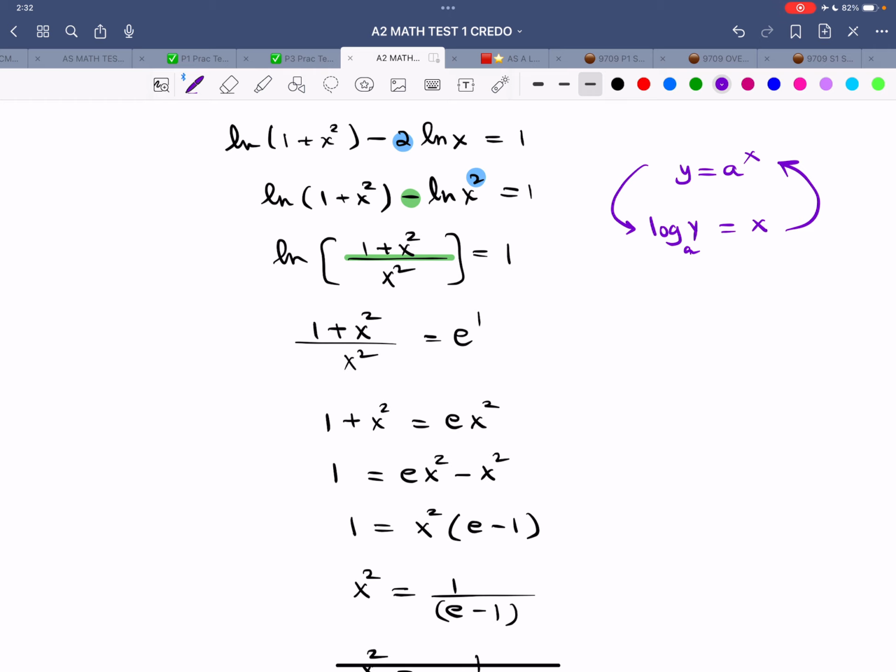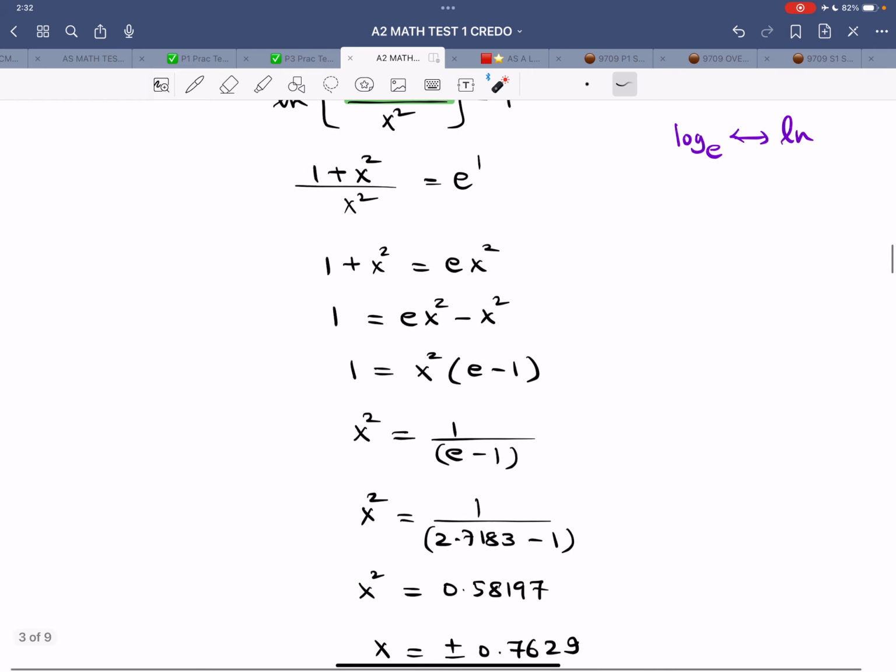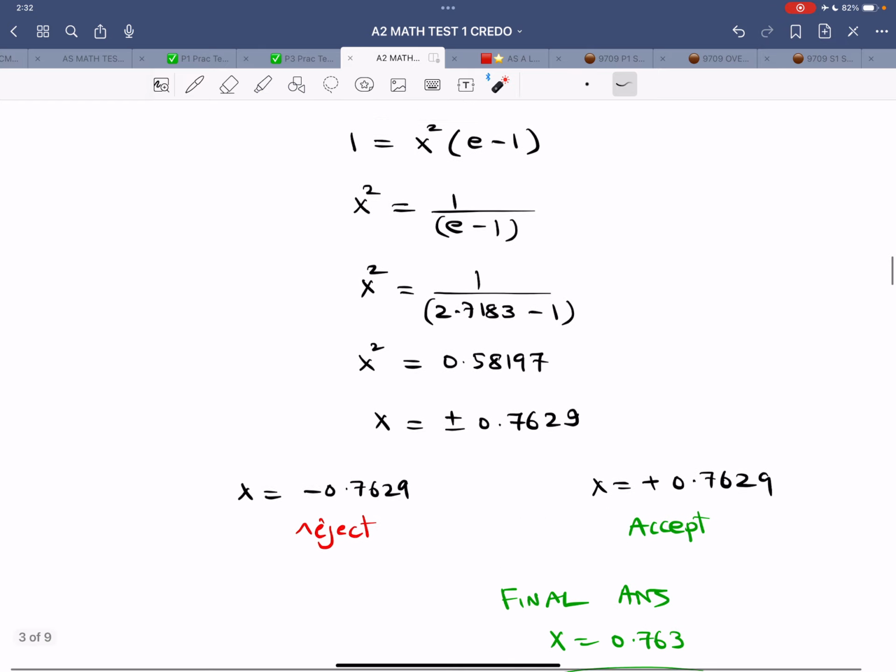So ln has a base e. Log base e is written as ln, or ln is written as log base e. So now the base e raised to the power of 1 equals (1 + x²) over x². We are converting this way. Simplify, and plug in the value later. You can use the calculator value, or the 4 decimal place value.